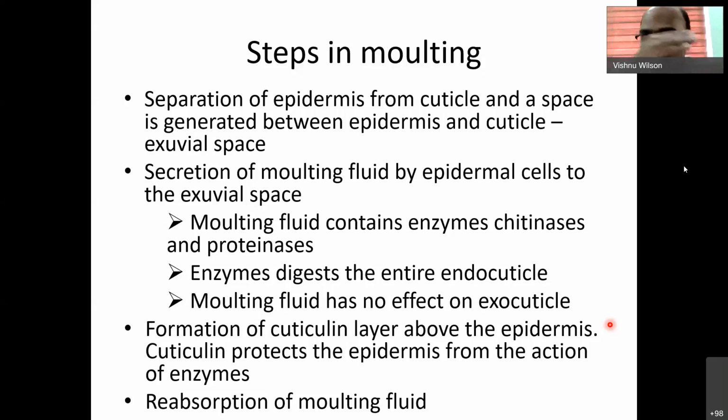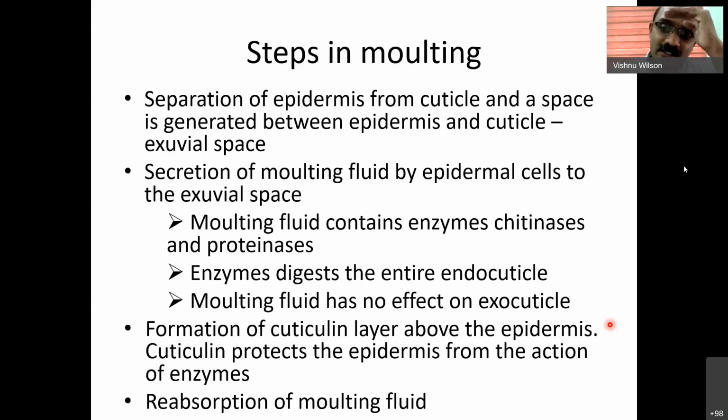Just after the molting fluid is secreted, the epidermis forms the first layer of the new cuticle, and that is the cuticulin layer or the outer epicuticle. You might remember inner endocuticle and outer epicuticle and inner epicuticle. You might be remembering the epicuticle will have four layers: cement layer, wax layer, outer epicuticle, and inner epicuticle. Outer epicuticle is also called the cuticulin layer.